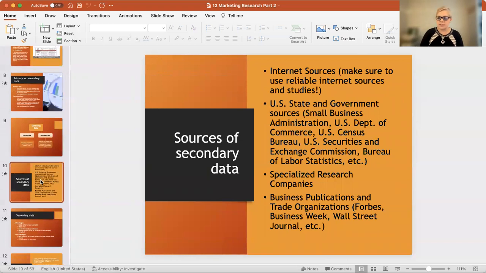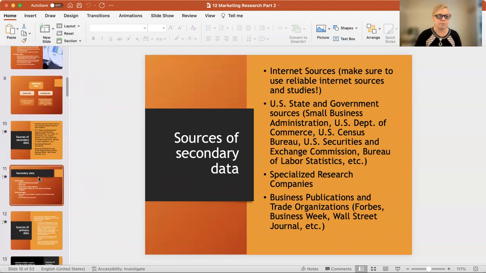Okay, sources of secondary data: internet sources, US state and government sources, right? We talked about that: US Census Bureau, the Securities and Exchange Commission, Bureau of Labor Statistics. All of those, and business publications, of course, will all have secondary data. Not all secondary data is free. In fact, a lot of it you must pay for, unless it's US government sources, then of course a lot of that is available for free.